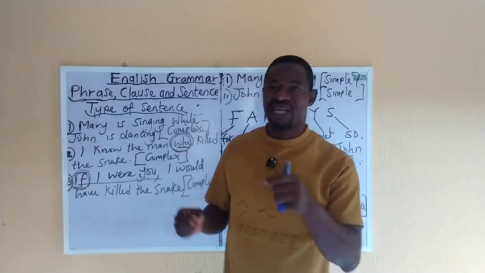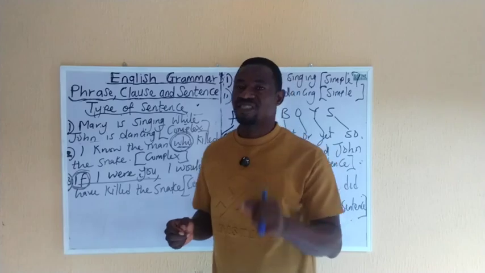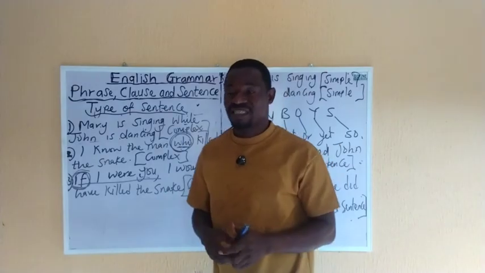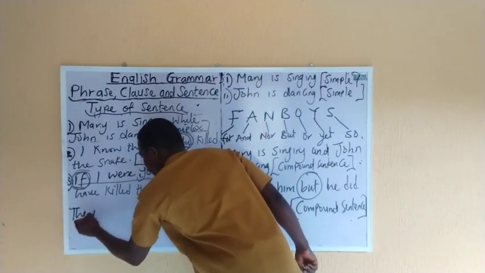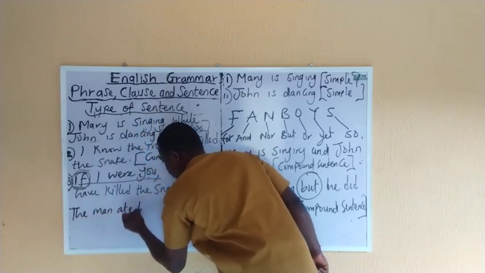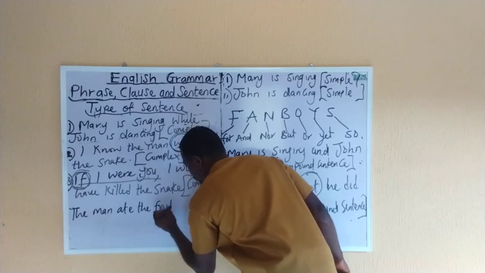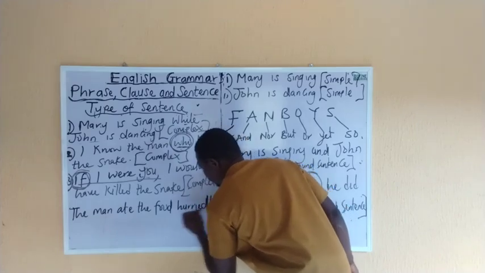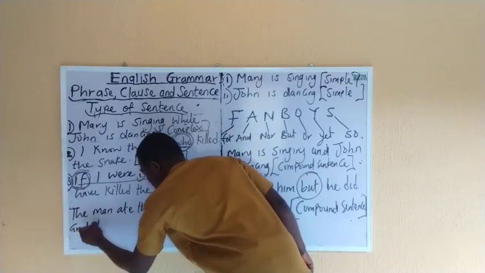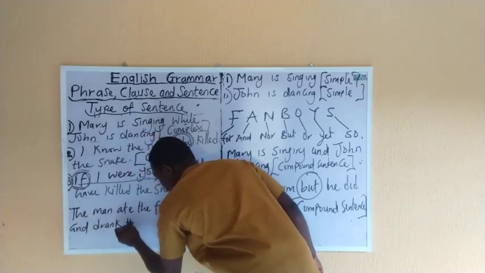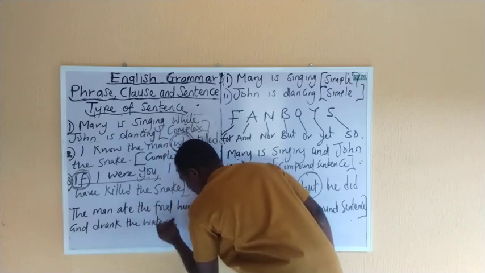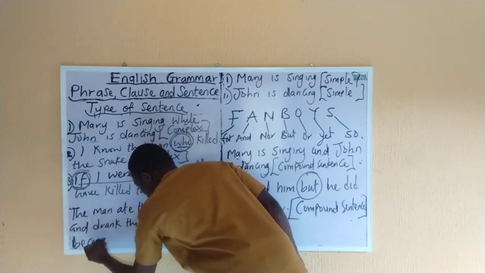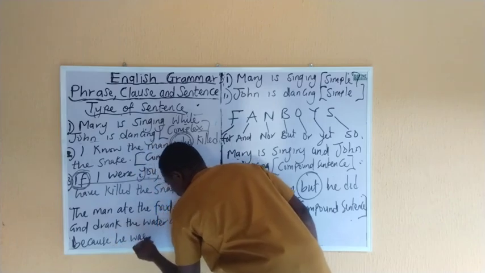Lastly is the compound complex sentence. A compound complex sentence consists of two independent clauses and one dependent clause. Example: the man ate the food hurriedly and drank the water quickly because he was hungry.